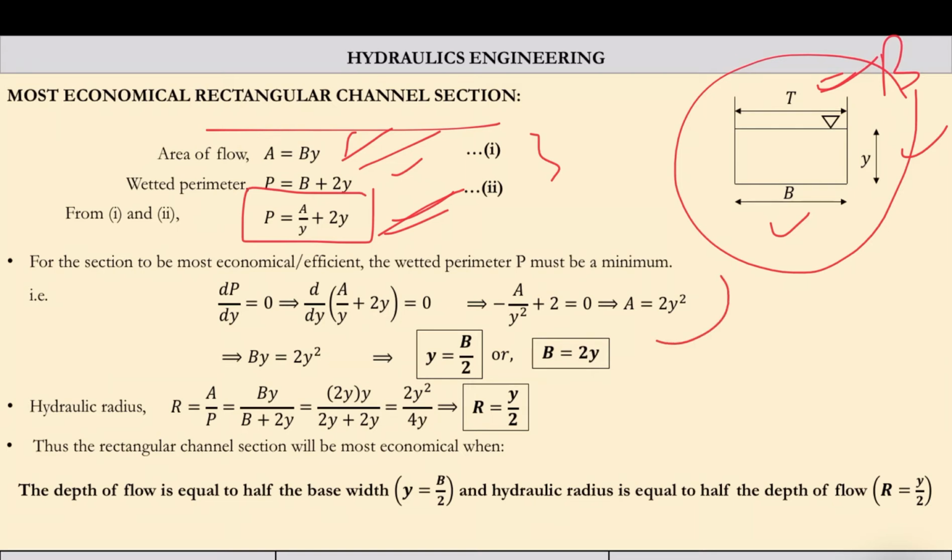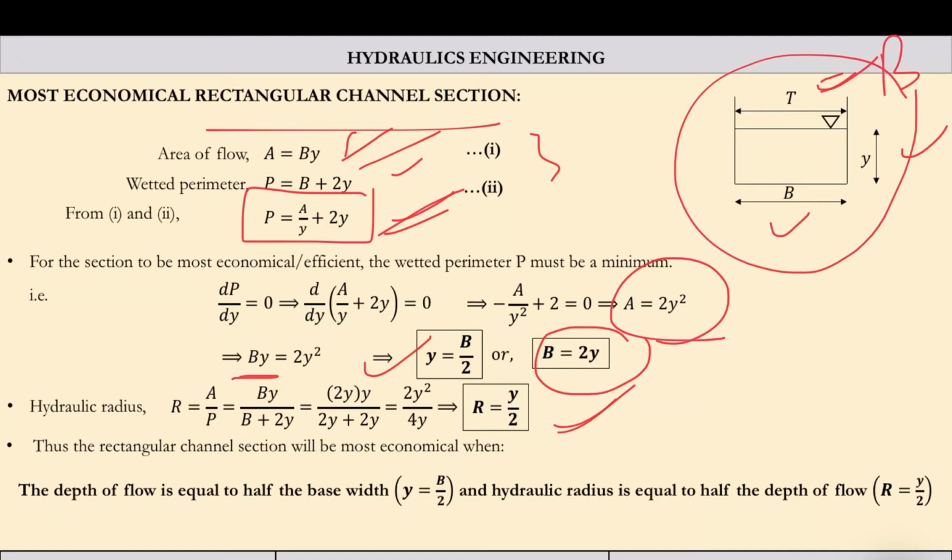So from here you can get area is equal to 2y square, but area is also b into y. So we can get the relation between y and b. For a most economical rectangular section, the depth of flow should be half of the width, that is b by 2, or you can say that the base width of the channel has to be 2 times the depth of flow. So hydraulic radius, if you calculate, comes out to be y by 2.